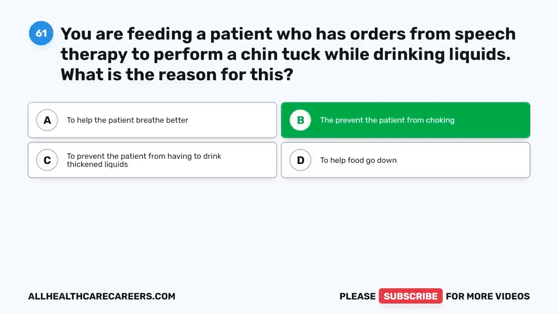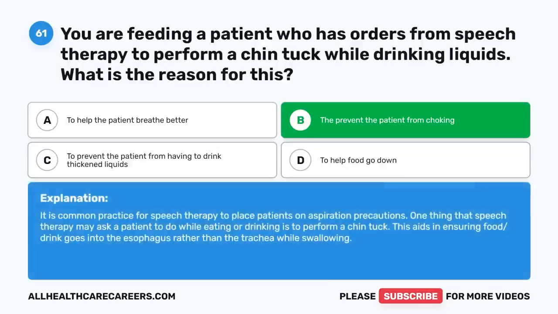To prevent the patient from choking. It is common practice for speech therapy to place patients on aspiration precautions. One thing that speech therapy may ask a patient to do while eating or drinking is to perform a chin tuck. This aids in ensuring food or drink goes into the esophagus rather than the trachea while swallowing.